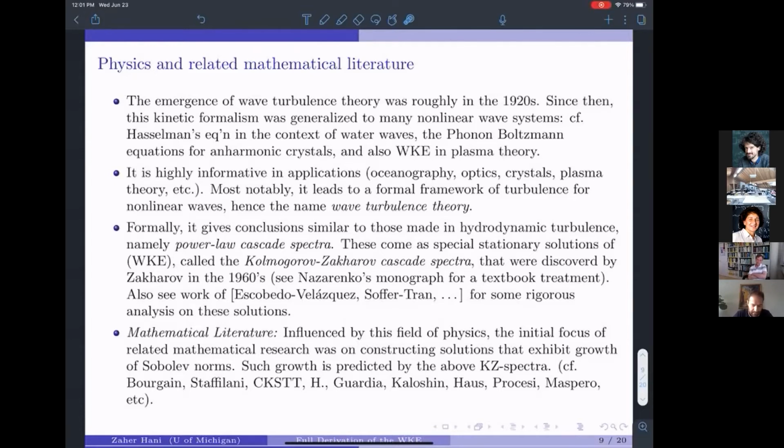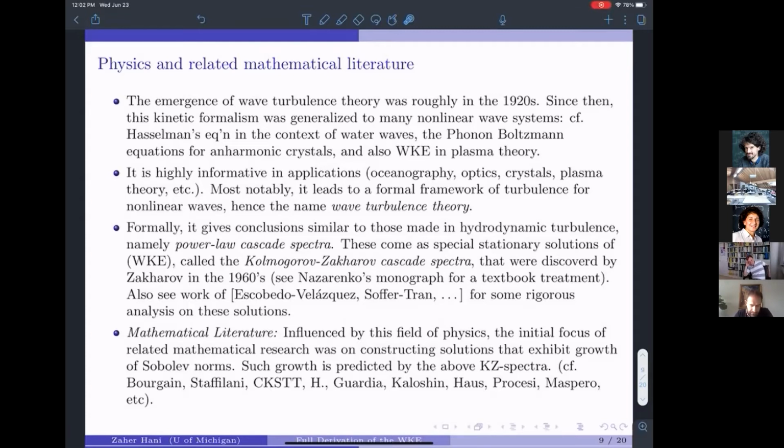And just like other kinetic theories, this is highly informative in applications in oceanography, in particular optics, crystals, and plasma theory. One of the reasons this is quite useful in many applications is that it leads to a formal framework of turbulence for nonlinear waves. And this is why it's called wave turbulence theory. I won't be going into this formal framework of turbulence. This is still something that is not rigorously justified, but it is something that gives a particular importance to this theory.